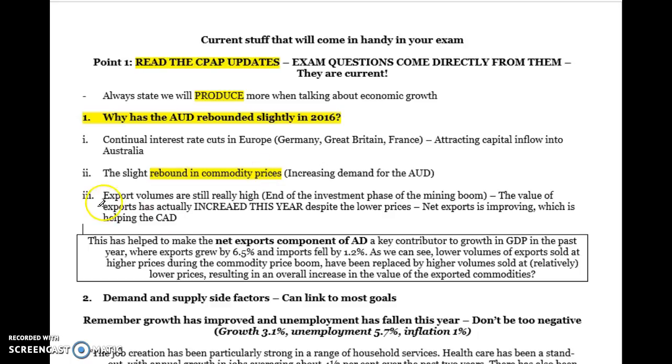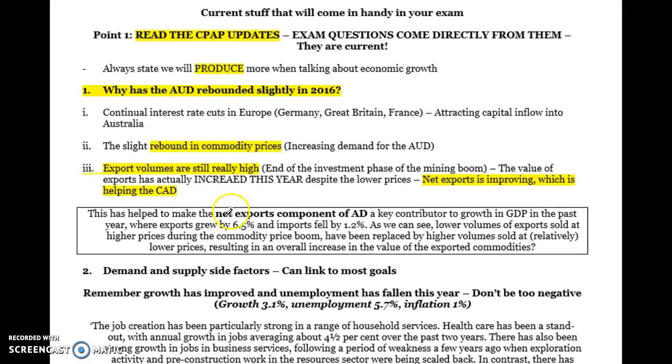And the third reason is that export volumes are still really high. This is probably the key reason why the dollar is rebounding. The value of exports has actually increased this year, so despite the lower prices and the fact that the lower terms of trade hurts the current account because of the lower value of exports, overall, because the volumes have been so high this year, the value of net exports has actually improved and helped to reduce the size of the current account, particularly in recent months.